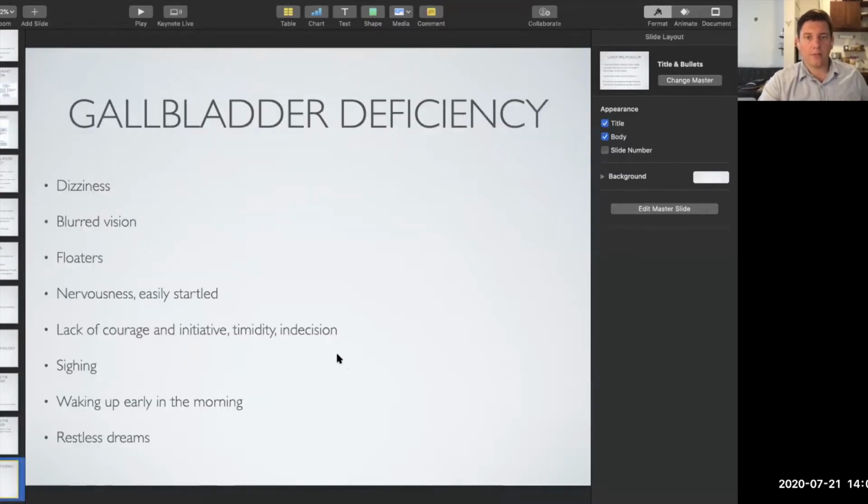And the last gallbladder pattern is gallbladder deficiency. So this is less common, but I've seen this pattern quite a few times in children and teenagers. So the nervousness and easily startled, the lack of courage and initiative, timidity, indecision.